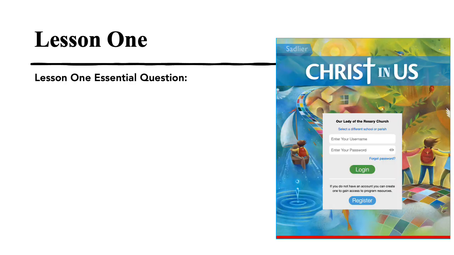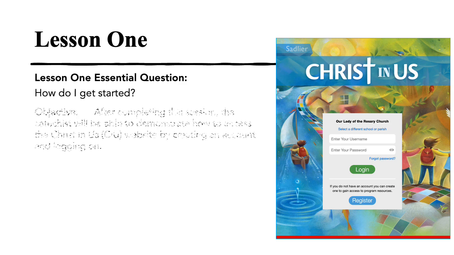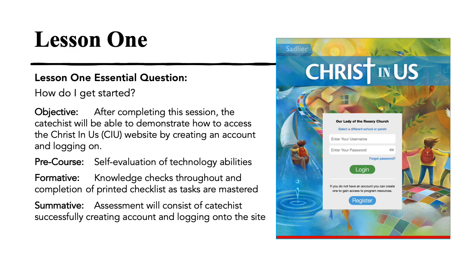For the first lesson, we will answer the question, how do I get started? After completing the session, catechists will be able to demonstrate how to access the Christ in Us website by creating an account and then logging on. We will start off with a self-evaluation to see what the technological abilities of the catechists are. And during the class, there will be knowledge check-ins to ensure everyone is on the same page as we move through the steps. Catechists will check off their progress on a provided checklist.